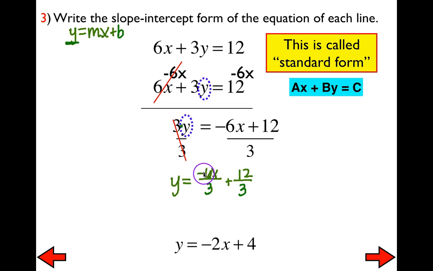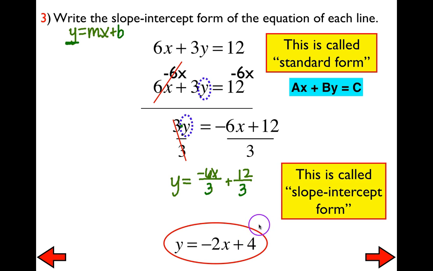How did I get that? Negative 6 divided by 3 is negative 2, and 12 divided by 3 is 4. So now this is my equation in slope-intercept form, where negative 2 is the slope and 4 is my y-intercept. So the only thing different about this particular problem in comparison to the last one is that one last step of getting rid of the coefficient in front of your y variable.